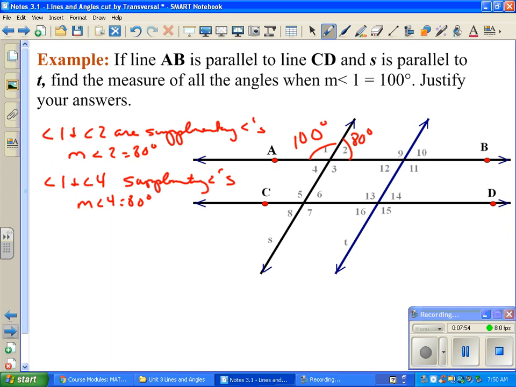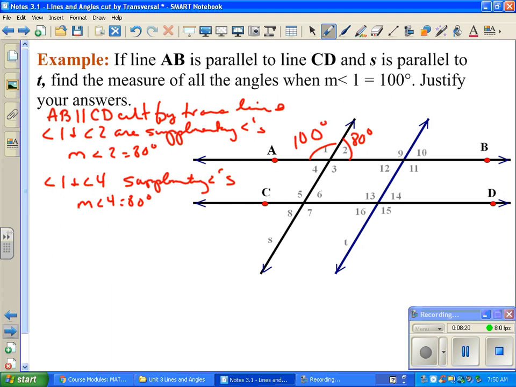And also at that same time, you could talk about which lines are parallel. For example, you could say AB is parallel to CD, cut by transversal line S, and list everything you know about line S as transversal first.